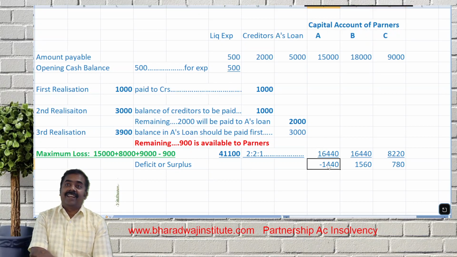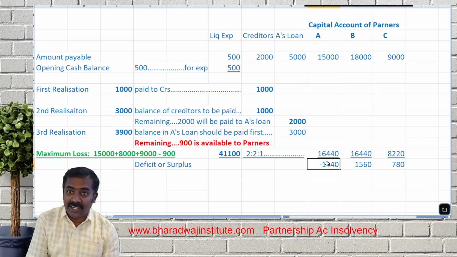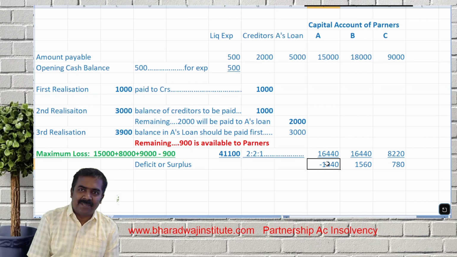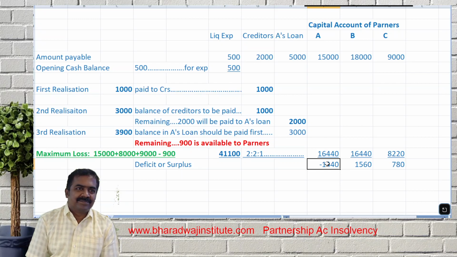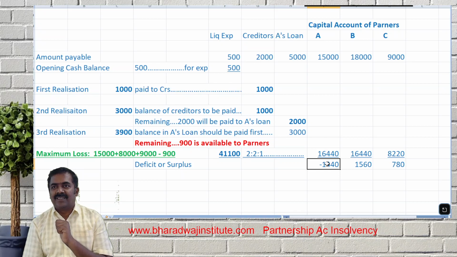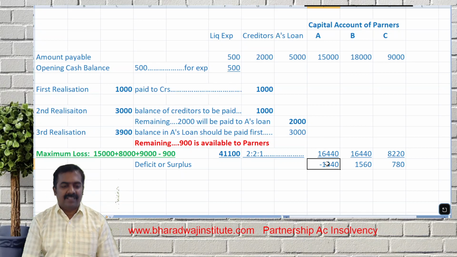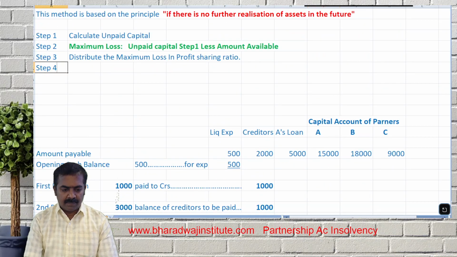Again, maximum loss principle. If you are not able to recover money from A, that becomes like insolvency loss. That becomes like which loss? Insolvency loss. Clear? And what do we do with the insolvency loss? It should be borne by the remaining solvent partners in which ratio? Capital ratio. Start. Step 4.